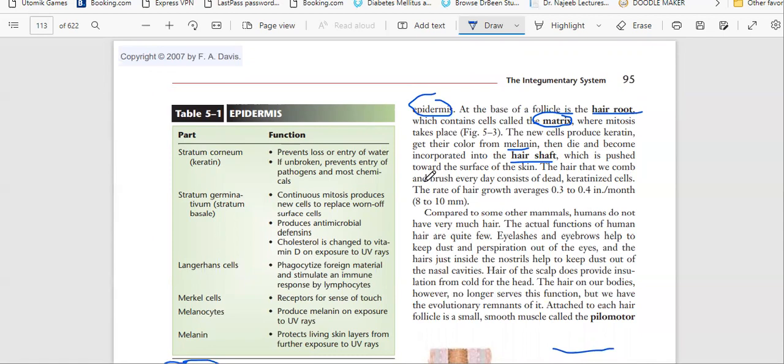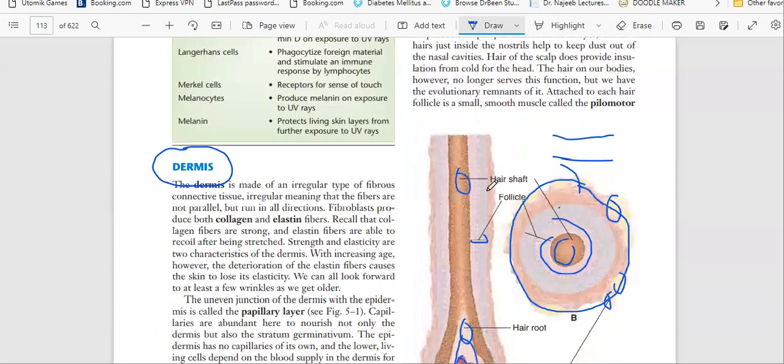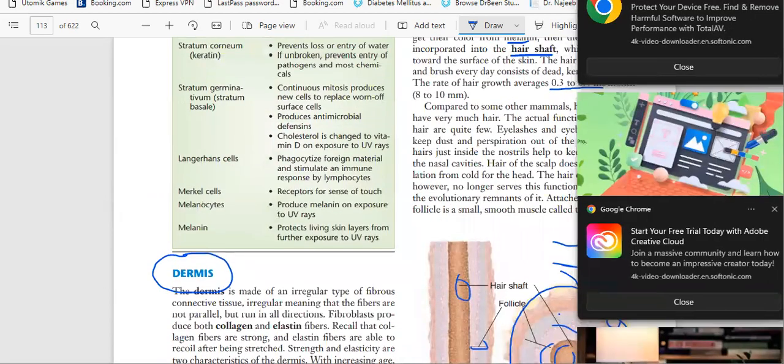The hair that we comb and brush every day consists of dead keratinized cells. The rate of hair growth averages 0.2 to 0.4 inches per month, meaning 8 to 10 mm. So the keratin will merge to the hair shaft, and whenever we comb, the hair shaft will come out from the body, from the side of the hair. Okay, so those are the dead cells.